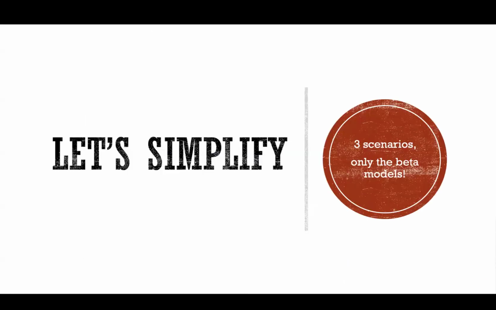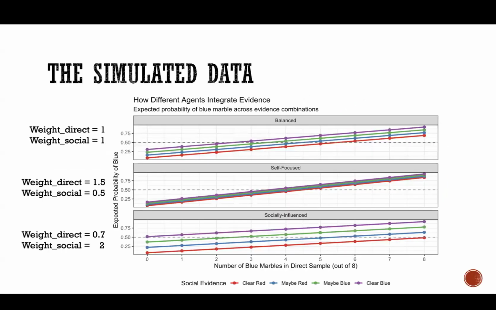Good. Now we are gonna run the Stan stuff, but I'm actually gonna focus on the beta model because otherwise we'll never get done today. So we're gonna make 3 scenarios with three different agents that are simulated. We're gonna take basically the simple beta agent, which has a weight of direct of 1, a weight of social of 1, and we see exactly the kind of patterns that we've seen before.